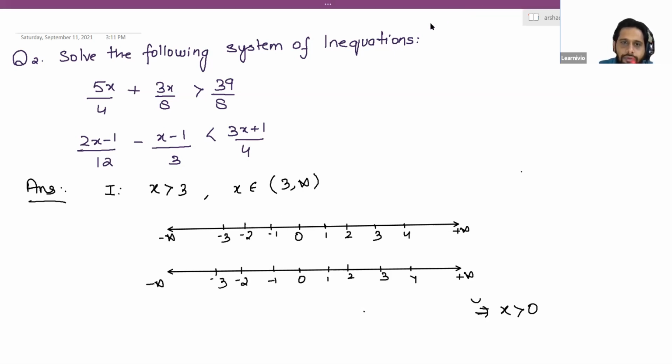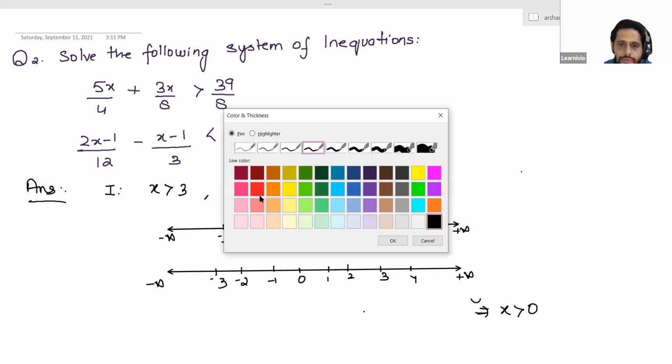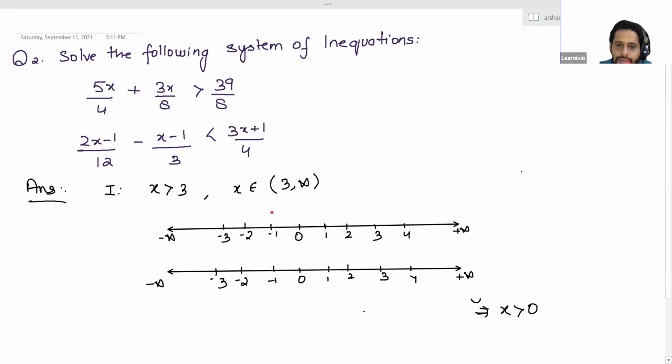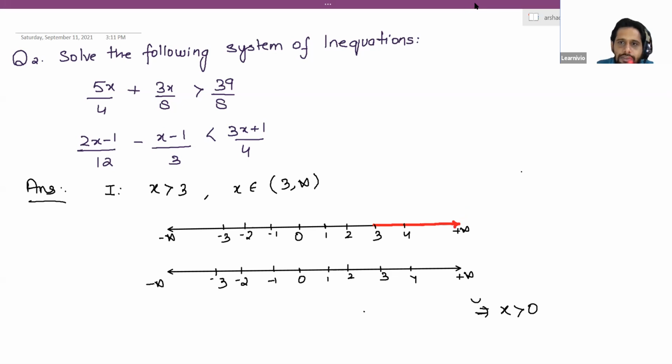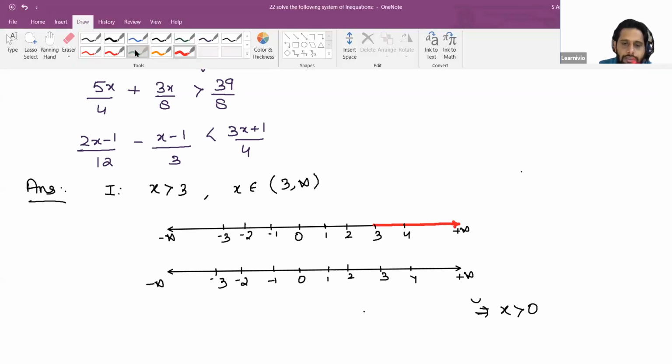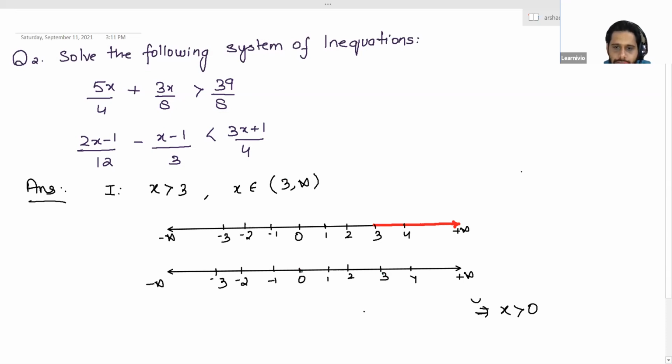So first, we will represent our first solution. First is x is greater than 3. So x is greater than 3 means this one. This will be our first solution. Okay. Now next is x is greater than 0. So we will take this. X is greater than 0. This is for the second one. This is our second answer.